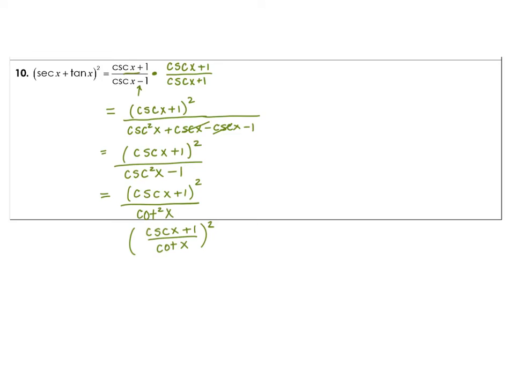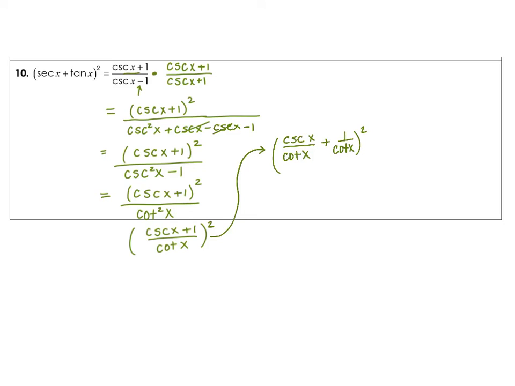And we are almost finished, maybe. So here, that means that, I'm going to draw a line up here. This is to be continued, the longest problem in the world. You have cosecant x over cotangent x plus 1 over cotangent x. And all of that is squared. And so we're getting closer to getting that answer.